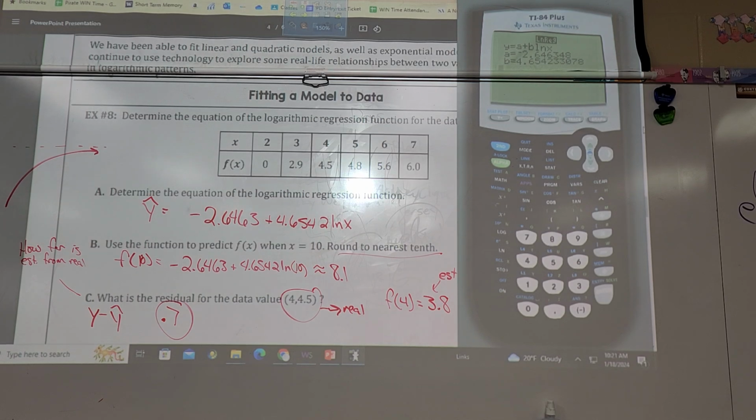We'll do more with that when we get really close to the test. I say that for the end because it overlaps with stats. Yeah, you just plug in 4. But up here, it's 4.